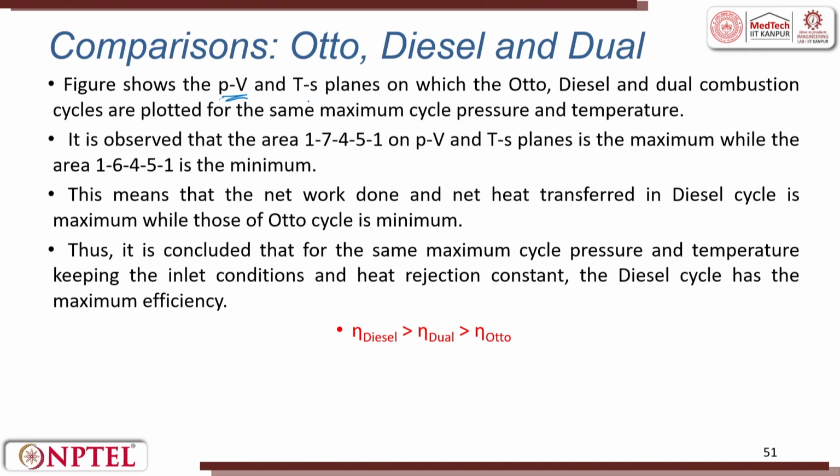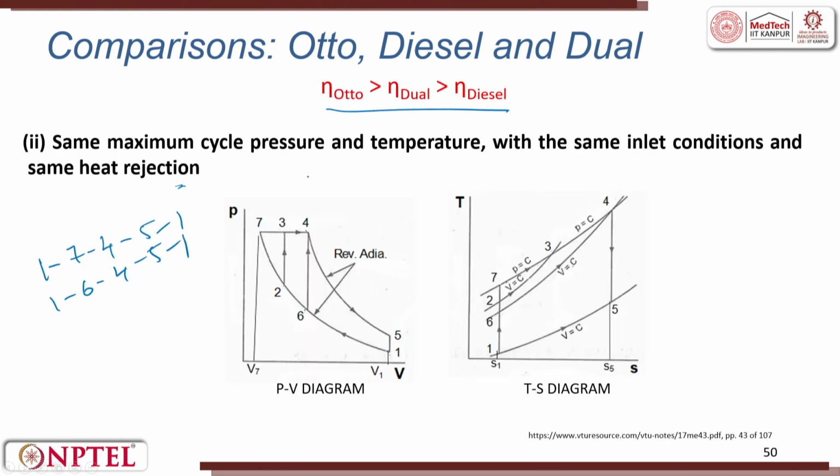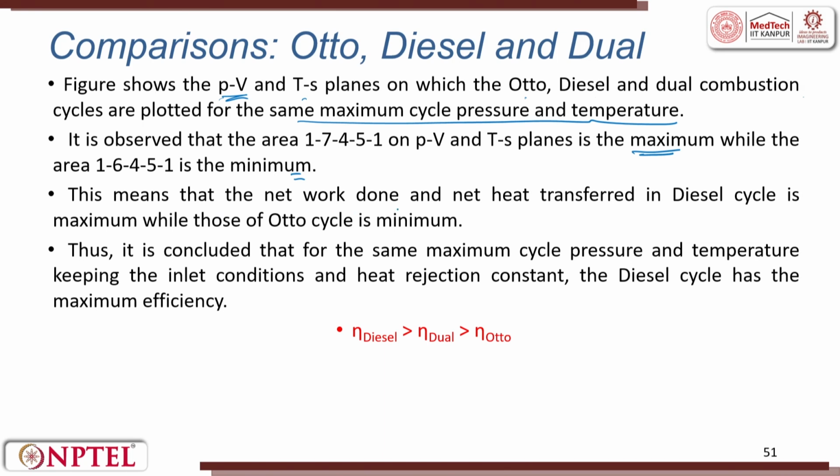The figure shows the PV and TS diagram planes for the Otto, diesel and dual combustion cycles plotted for the same maximum cycle pressure and temperature. It is observed that 1, 7, 4, 5, 1 is the maximum, while 1, 6, 4, 5, 1 is the minimum. So, this means that the net work done and the net heat transfer in the diesel engine is maximum, while that of the Otto cycle is minimum.